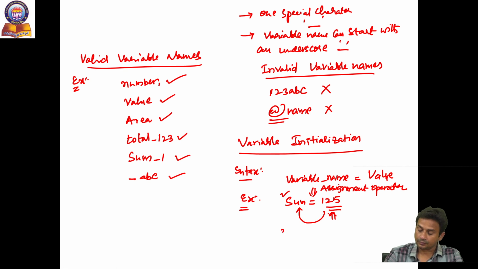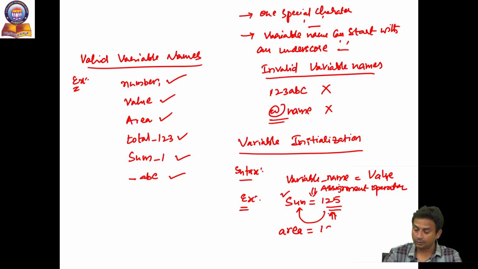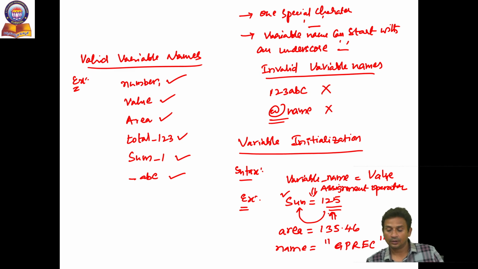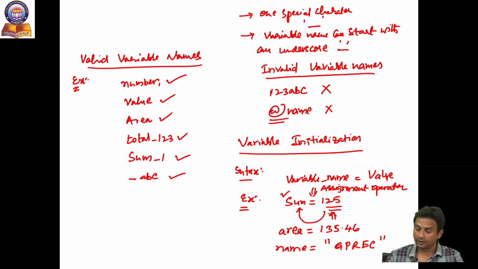Similarly, area is equal to 135.46. Name is equal to GPREC. So these are some of the variable initializations. The variables that I have used are, first sum, second area, and third name. All these variables are initialized with different types of data.